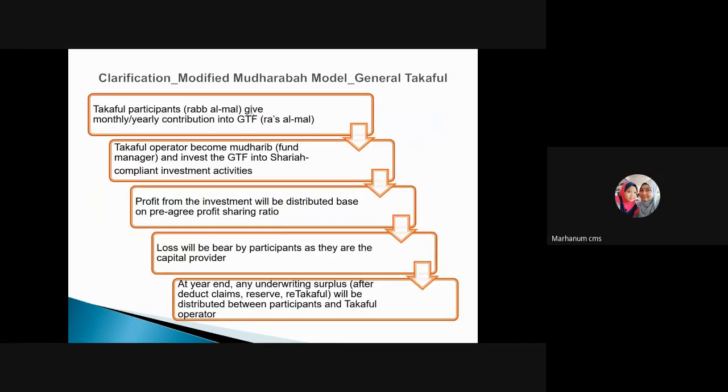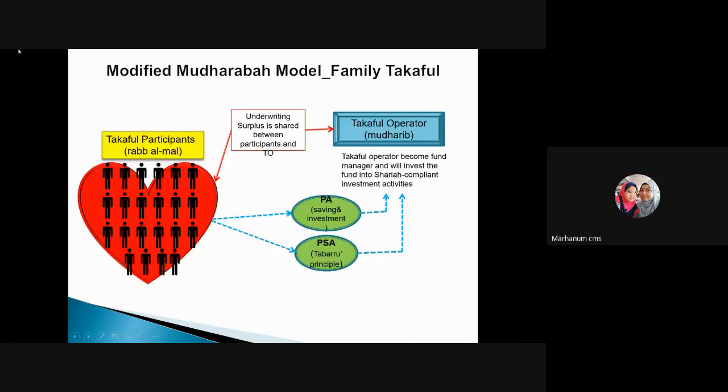Okay, so that is why now we call it modified. And now, the modified Mudarabah model for family Takaful. Family Takaful is based on two types of accounts here: participant accounts and participant special account. Why modified? Because the underwriting surplus is shared between them, the participants and the Takaful operator.